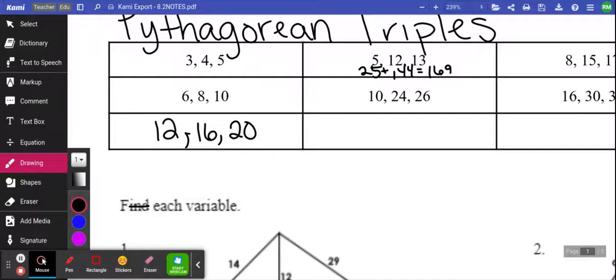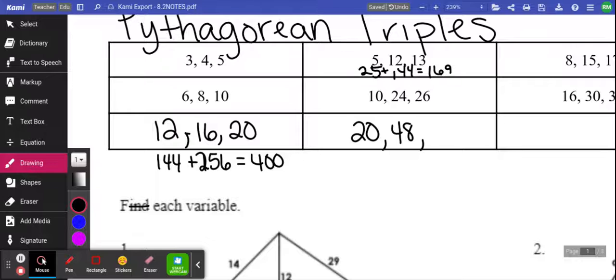So this would be 1. And again, you could test it out. Make sure 144 plus 256 equals 400. That should be true. Okay. Doubling this: 20, 48, and 52. So again, if you just had this memorized, you could come up with other right triangles by doubling.